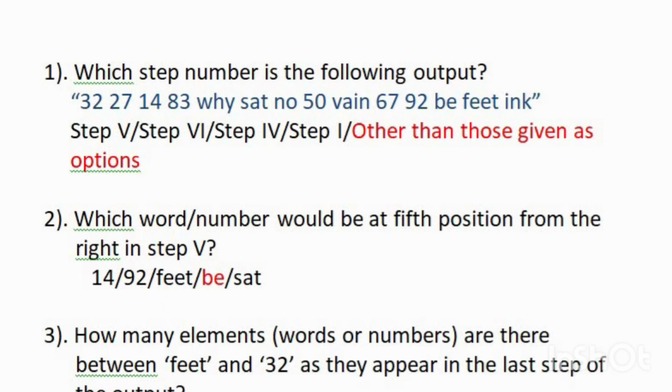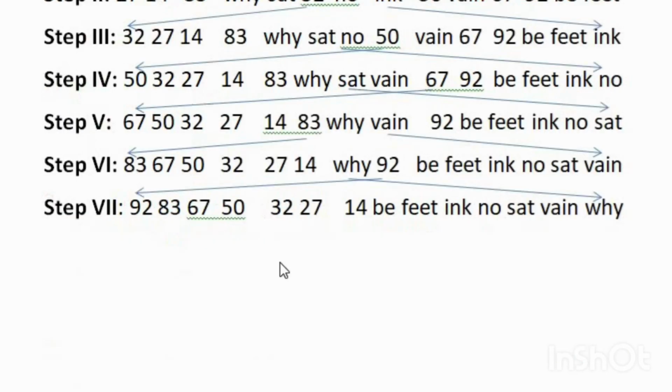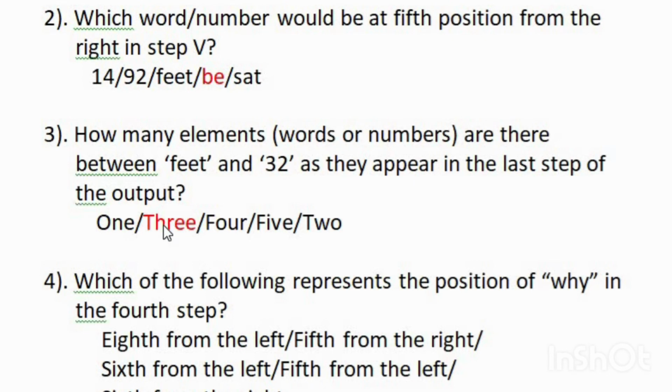Now we can go to the third question. How many elements, that is words or numbers, are there between feet and 32 as they appear in the last step of the output? In the last step, between feet and 32, how many elements are there? 1, 2, 3. 3 elements are there. So option B is the right choice.